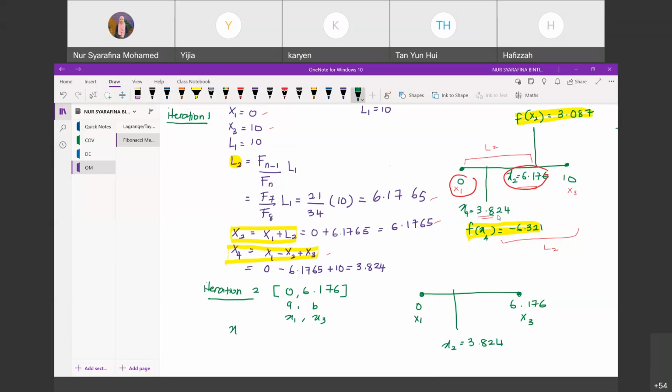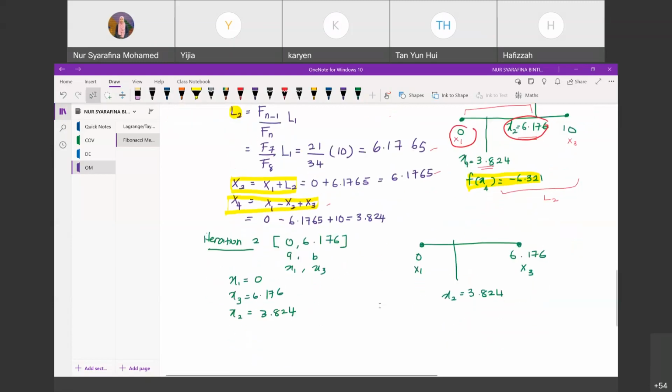So now x1 is 0, x3 is 6.176. From the previous interval, you know that your x2, which is the middle, is 3.824. What you need to do in the next iteration is to understand the previous interval and just update x4, where x4 equals x1 minus x2 plus x3, and locate it again and find f(x1), f(x2) and f(x4), and compare to get the new interval. Is that clear? So what is your x4 here?